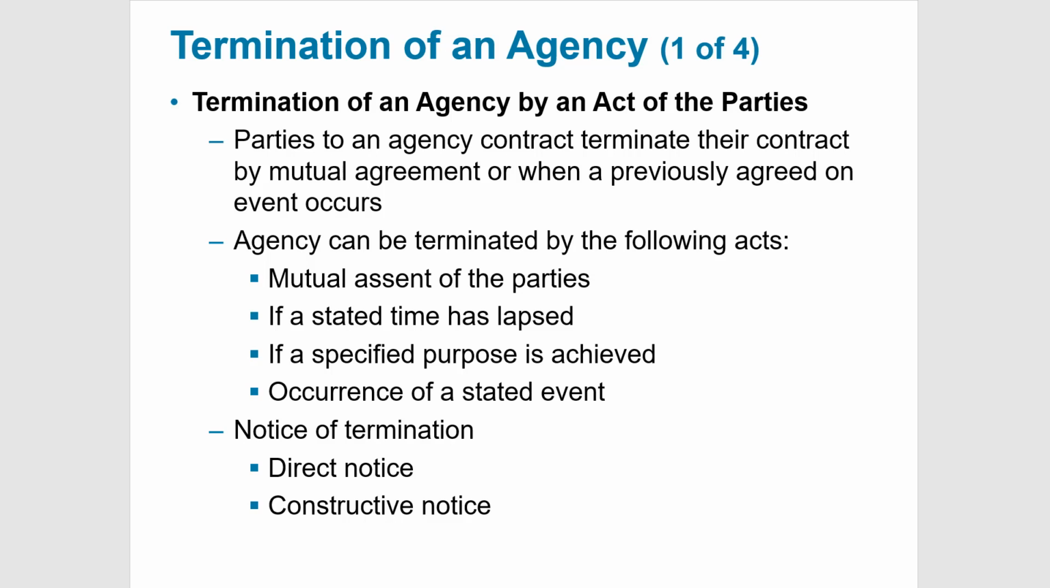And then constructive notice, if you think that there might be people out there who the agent hasn't directly dealt with, but we're just going to give constructive notice to the entire community just so everybody knows that this relationship is terminated. You can run an ad in a newspaper in a geographic area, and then that would constructively give notice. If it came up in court later on, I could say, well, I ran this ad to notify people. And then the court will probably agree with me there.